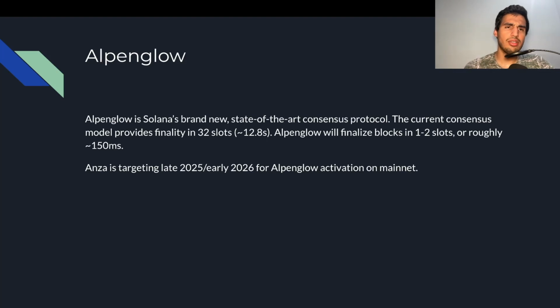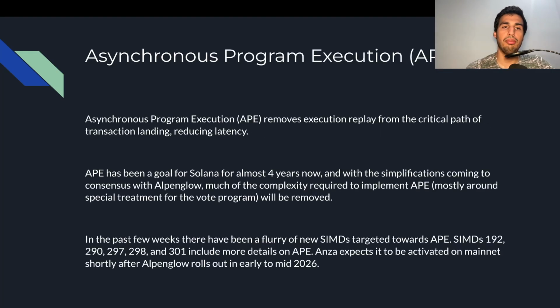And we've already talked about App and Glow, but I just want to say it again. App and Glow is Solana's brand new state-of-the-art consensus protocol. The current consensus model provides finality in 32 slots, so about 12.8 seconds. App and Glow will finalize blocks in 1 to 2 slots, or roughly 150 milliseconds. And Anza is targeting late 2025. I'm just going to say early 2026, right? Q1 2026 is when I think it's going to hit mainnet.